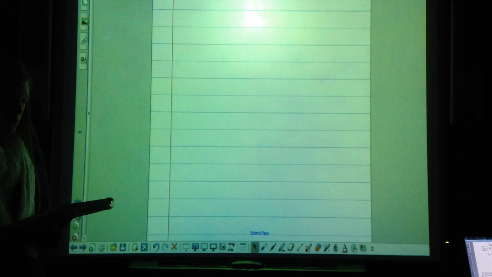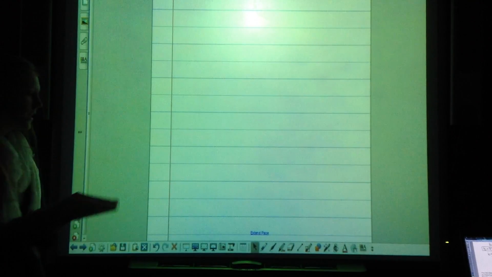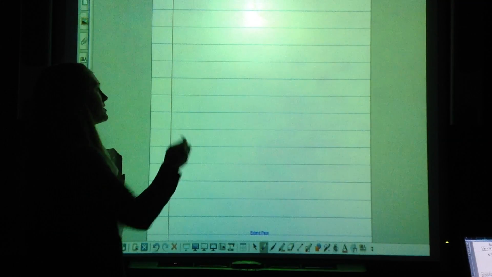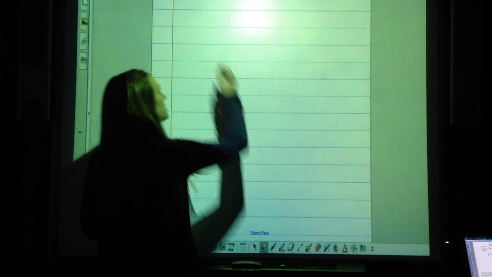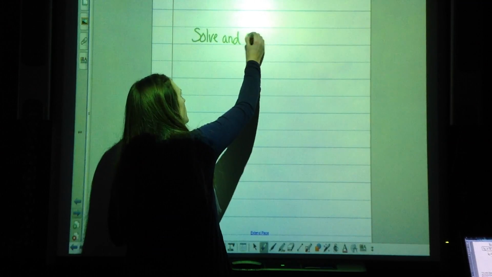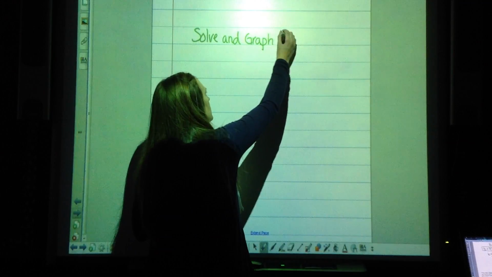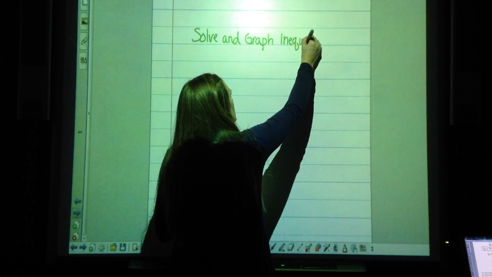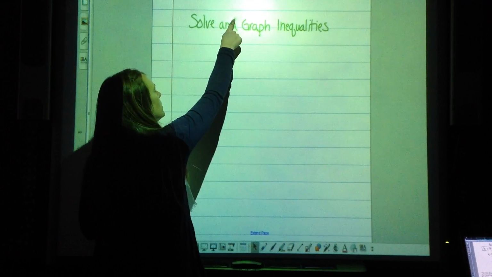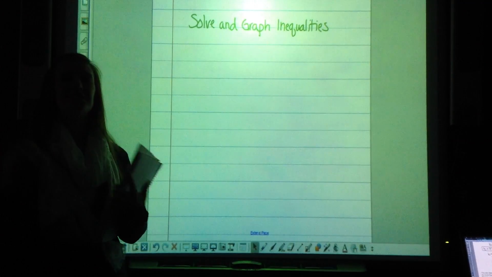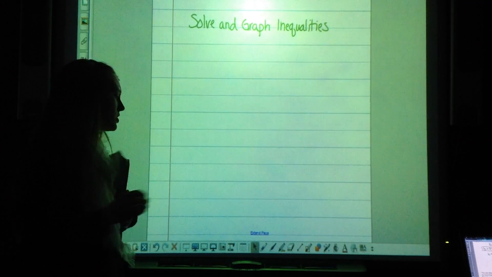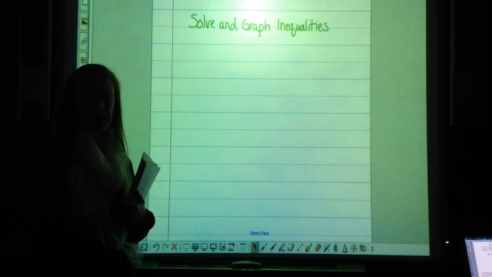Okay. We're going to solve and graph inequalities as well. When you're graphing inequalities, let's write this subtitle. Solve and graph inequalities. You're going to solve inequalities the same way that you would solve an equation, and then you're going to graph inequalities using open and closed dots on a number line.